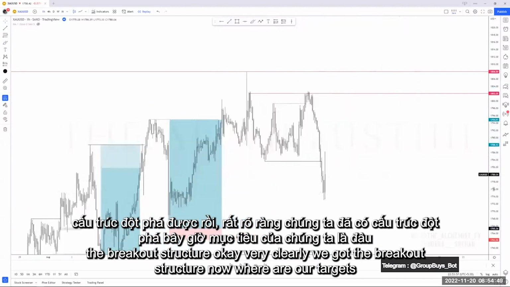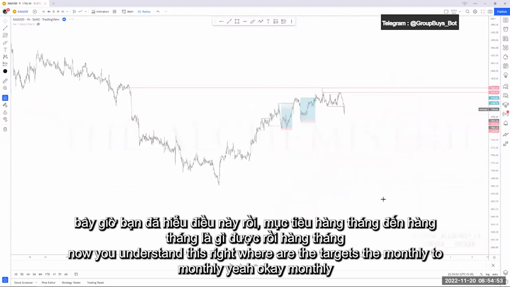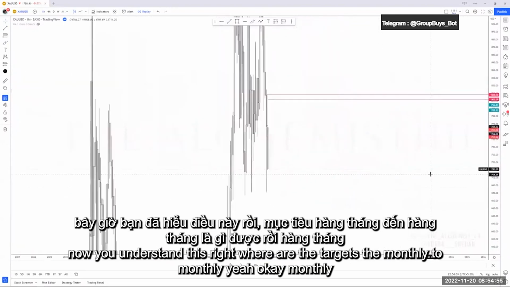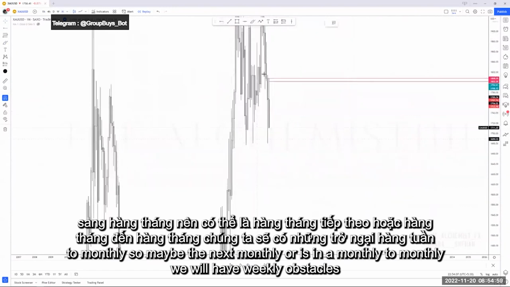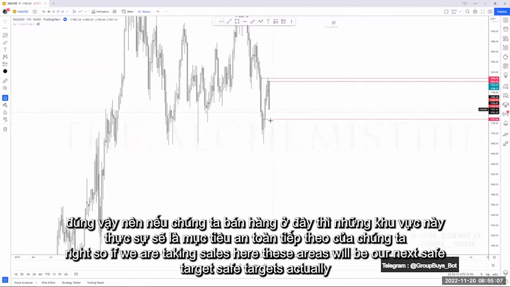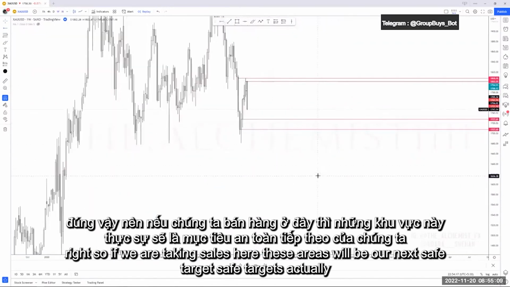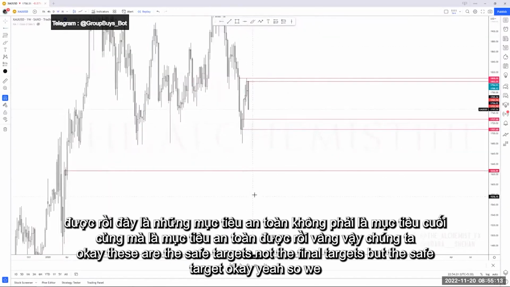Okay, very clearly we got the breakout structure. Now, where are our targets? Now you understand this, right? Where are the targets? The monthly to monthly. So maybe the next monthly, or else in a monthly to monthly, we will have weekly obstacles, right? So if we are taking sells here, these areas will be our next safe targets actually. Okay, these are the safe targets, not the final targets, but the safe targets.